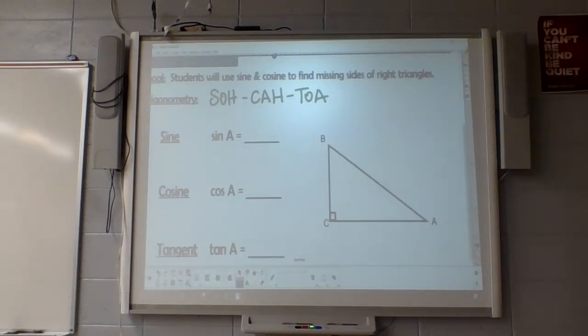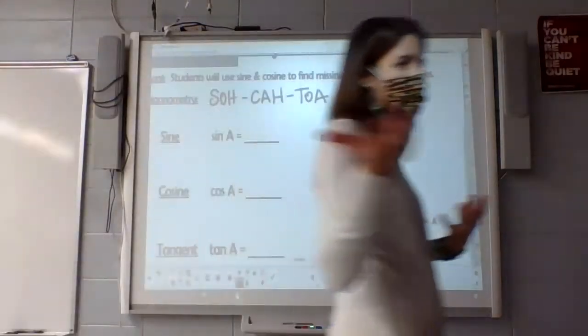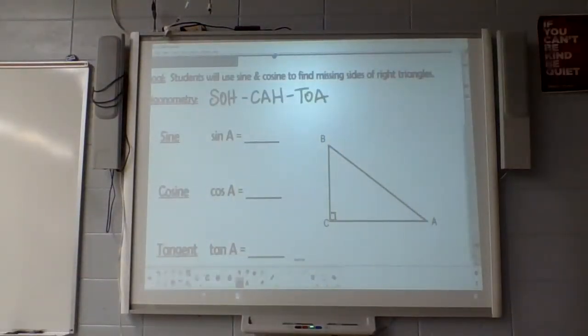So if you talk to someone that's taken trig before and you say SOHCAHTOA to them, they'll know exactly what you're talking about because it's just a way to remember the different trig ratios.